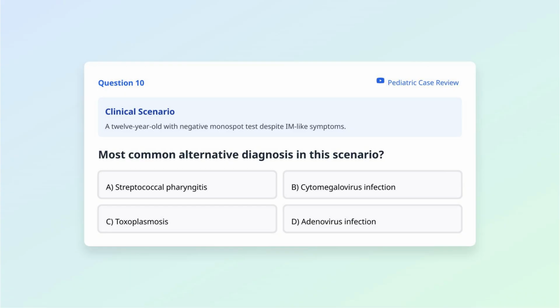A 12-year-old presents with infectious mononucleosis-like symptoms but has a negative monospot test. What is the most common alternative diagnosis in this scenario? Is it A, streptococcal pharyngitis, B, cytomegalovirus infection, C, toxoplasmosis, or D, adenovirus infection? When the heterophile test is negative in a patient with symptoms suggestive of infectious mononucleosis, clinicians must consider other potential diagnoses that can mimic this condition.